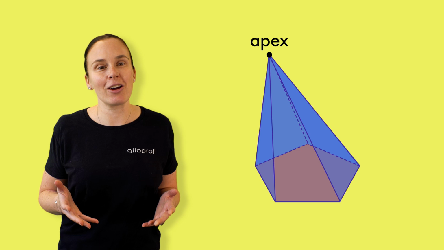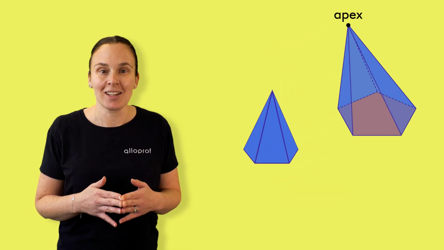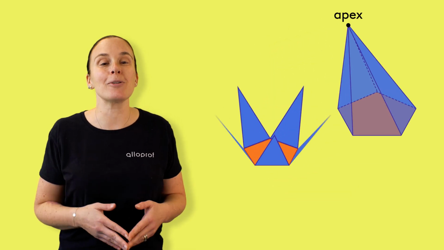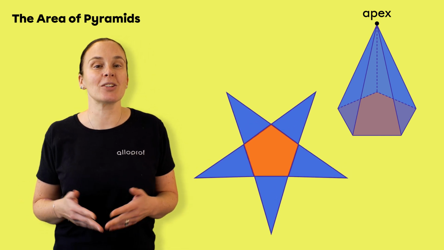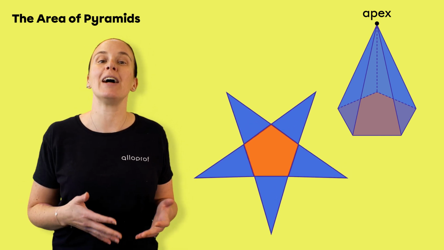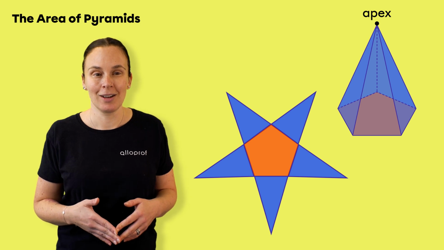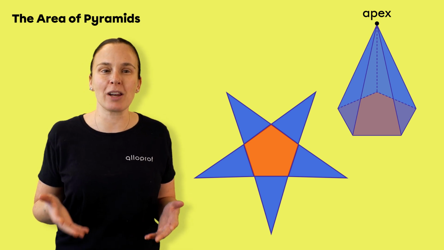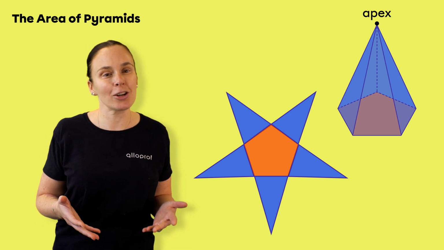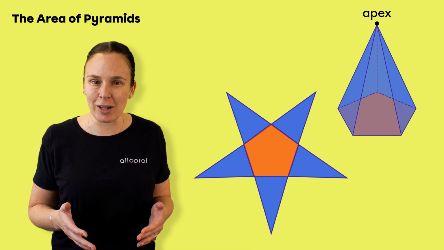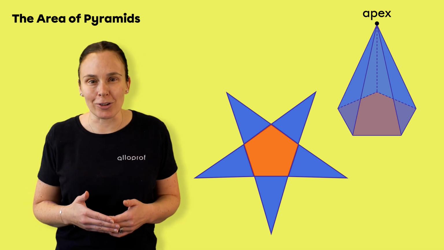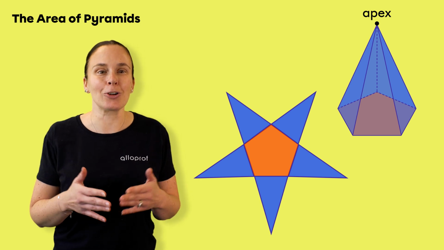To help find the area of a pyramid, you can make its net. In other words, make a 2D representation of it. As shown here, this regular pentagonal pyramid is composed of one regular pentagon and 5 congruent isosceles triangles. This means the area of each plane figure that forms the pyramid can be calculated to find its total surface area. This is the best way to do it if the pyramid isn't regular, like in the case of a rectangular pyramid.